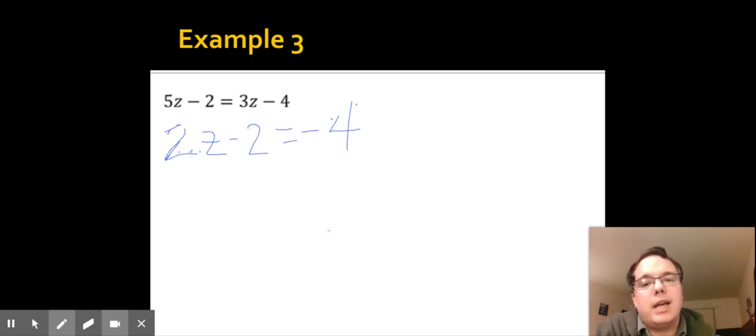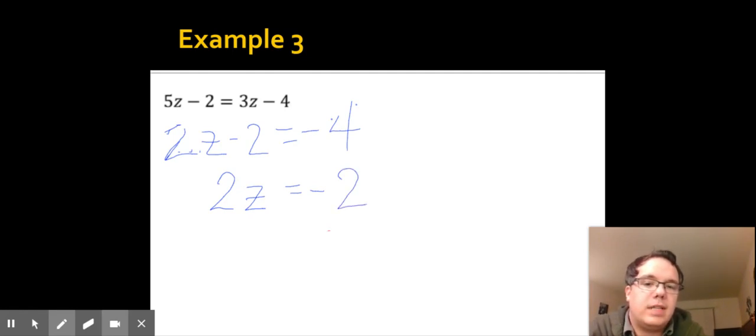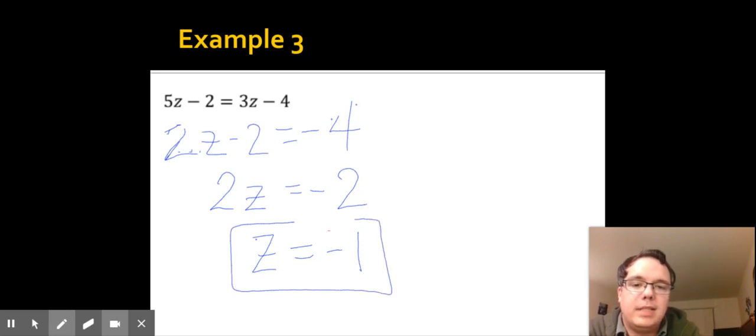Now that the variable's on one side, all we have to do is follow our rules to solve. What's the inverse of subtracting 2? Well, that's adding 2. So if I add 2 to each side, I get 2z equals negative 4 plus 2, which is negative 2. And if I divide both sides by 2, because that's the inverse of multiplying by 2, I get z equals negative 1. So I have my z all alone equal to a value. Negative 1 is the one value that makes this equation true.